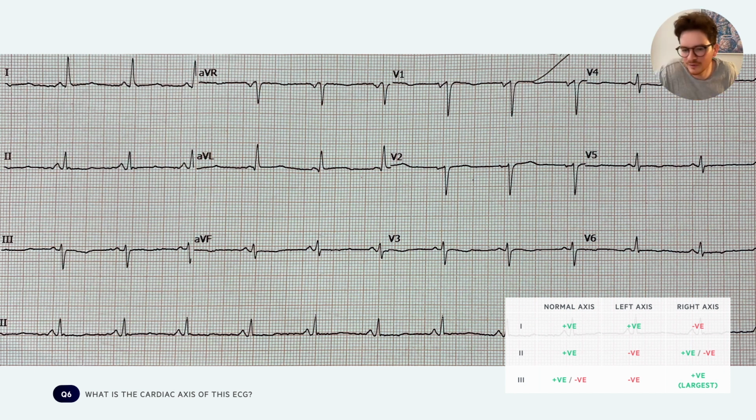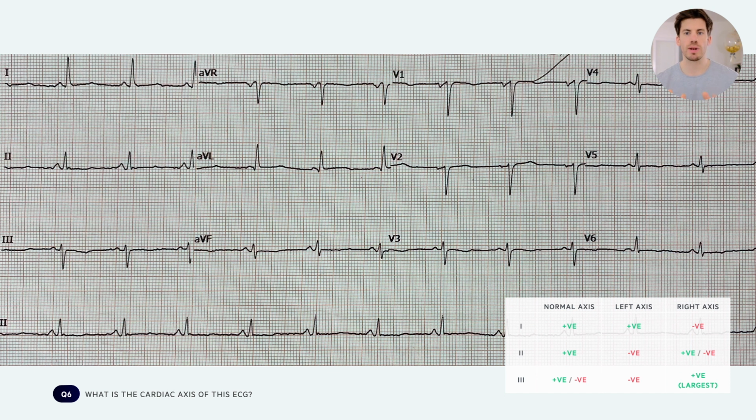Yeah, probably about 50-50 between normal and LAD. So maybe if you just talk through your working, Ben. Okay, so in this example, looking at 1, 2, and 3. If I look at lead 1 to start with, the QRS complex is predominantly positive. We can see there's a little Q wave, a really big R wave, and then back to the baseline.